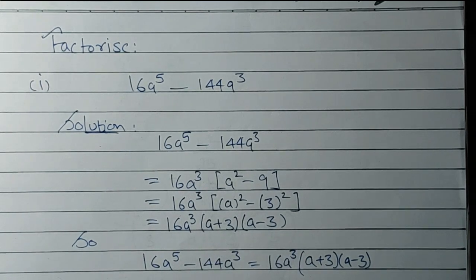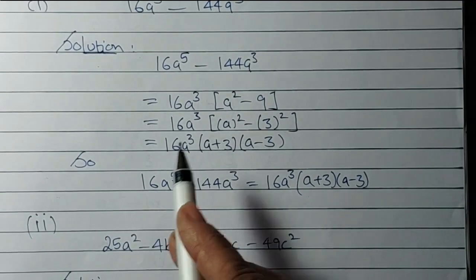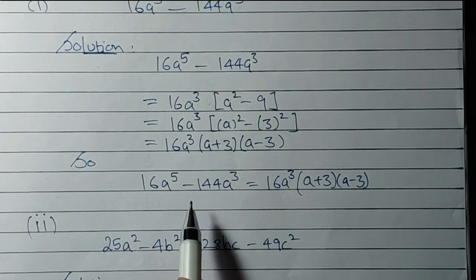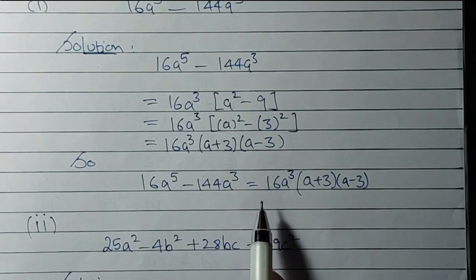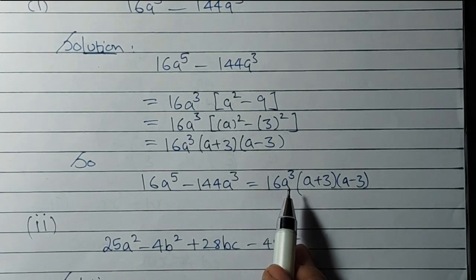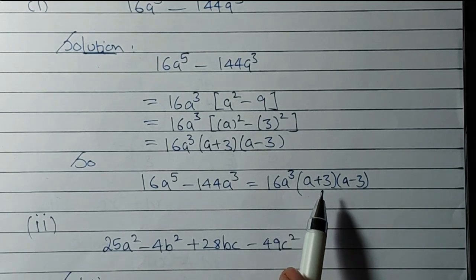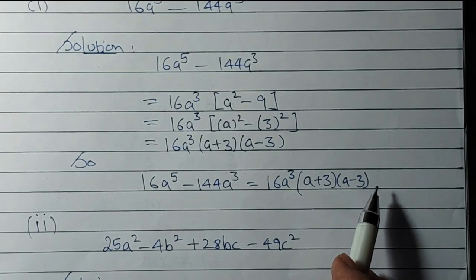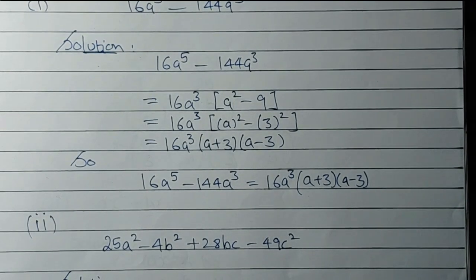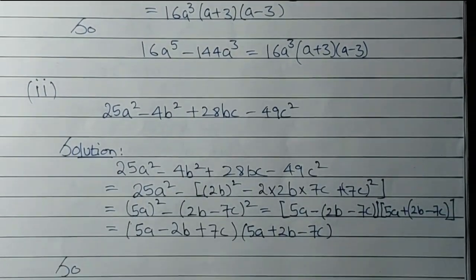So 16a to the power 5 minus 144a to the power 3 is equal to 16a to the power 3 into a plus 3 into a minus 3. This is the answer. There is another problem.